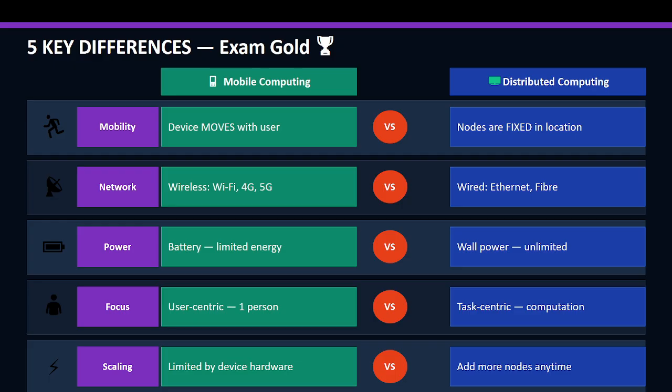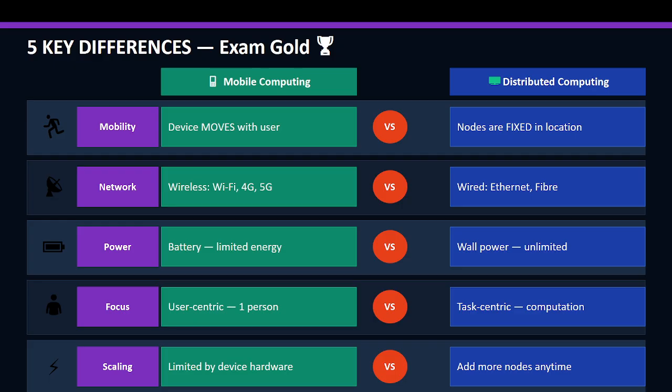Third, power. Mobile runs on battery. Every operation costs energy. Distributed plugs into the wall, runs at full speed 24/7, no battery to worry about. Fourth, focus. Mobile is user-centric. It's designed around you, your location, your preferences, your identity. Distributed is task-centric. It doesn't care who you are, it just wants to finish the computation.